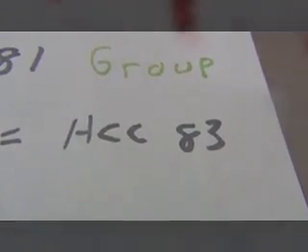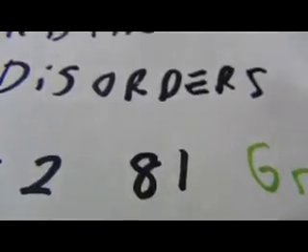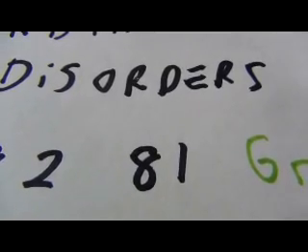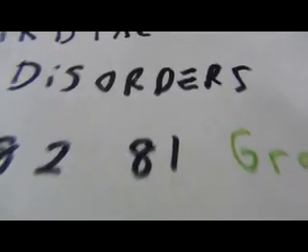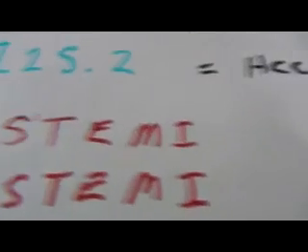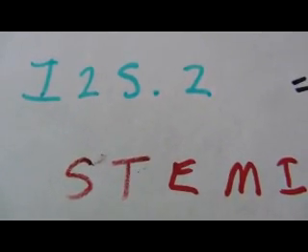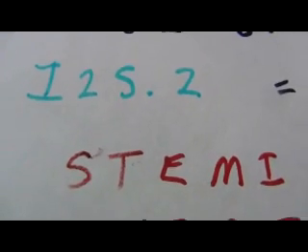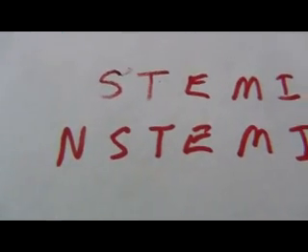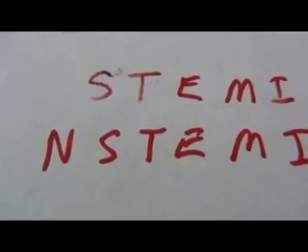That's an I25.2, and this is the least severe of the group. And remember, 83, the AMI, is acute myocardial infarction, and this will probably be in 81. It was the first episode. And remember, EKGs have ST segments. So if the ST segment is elevated, it's a STEMI. If it's not elevated, it's a non-STEMI.